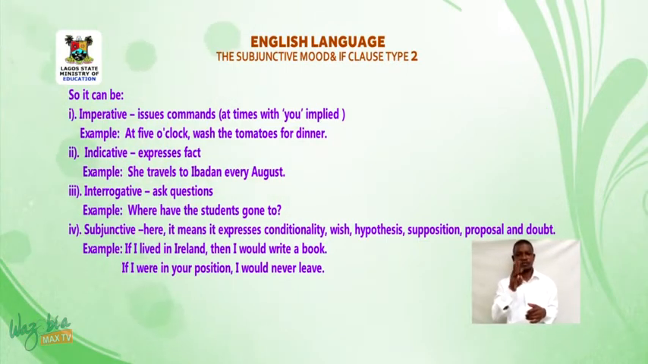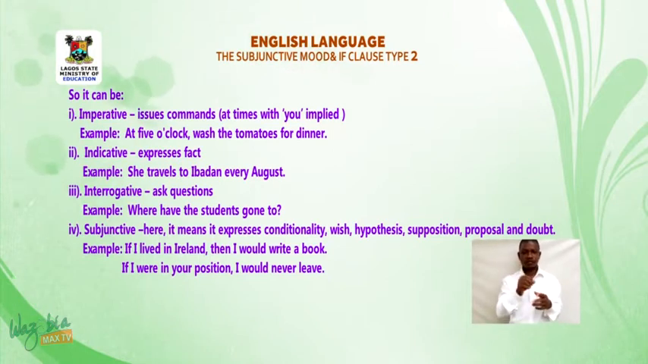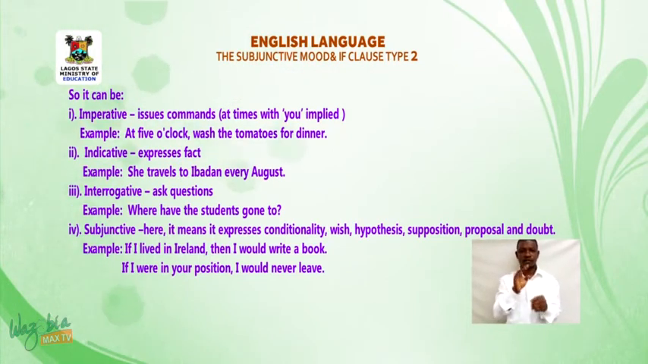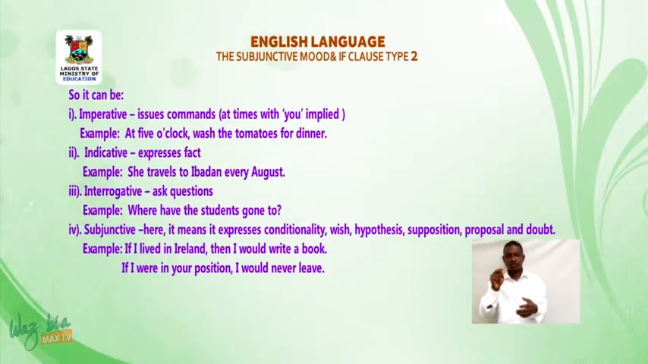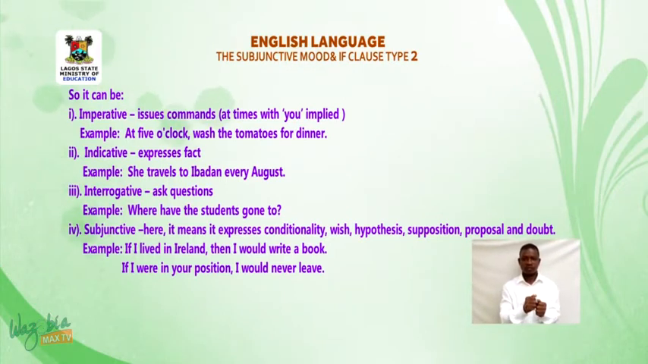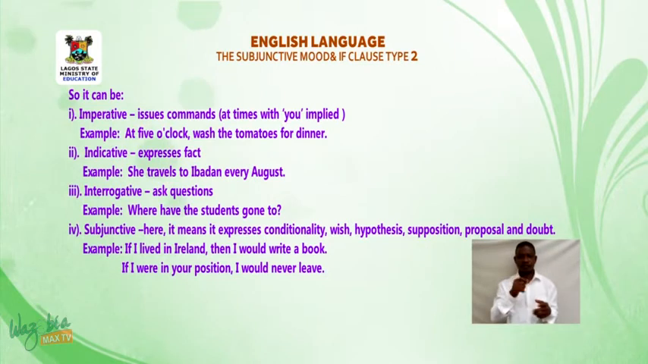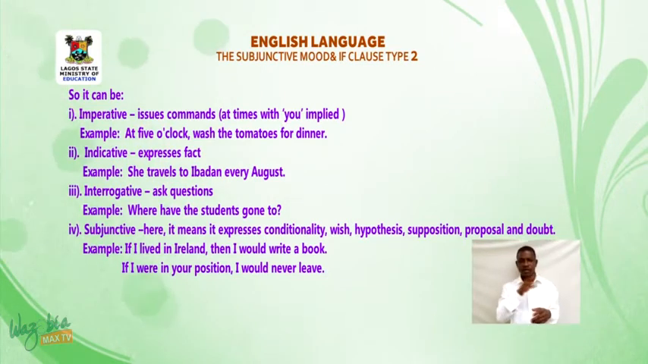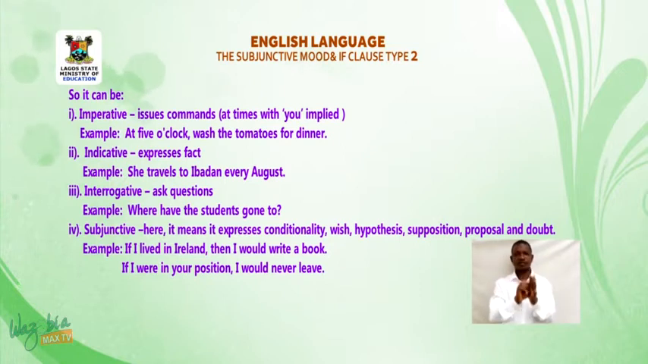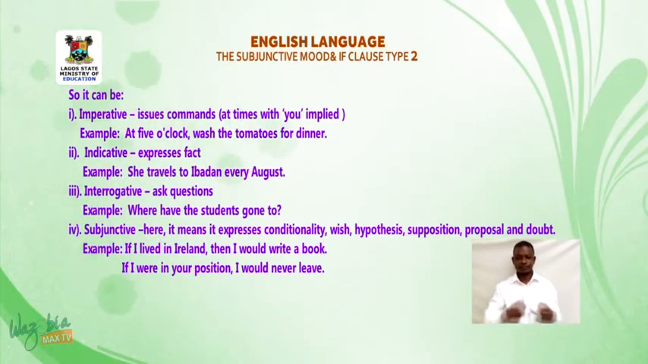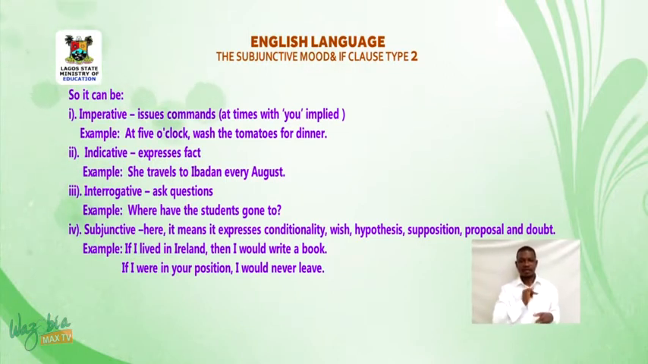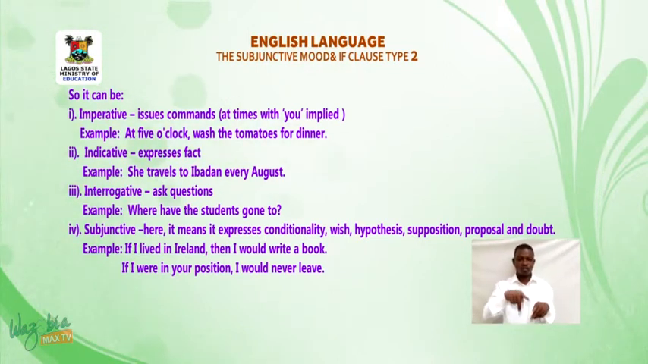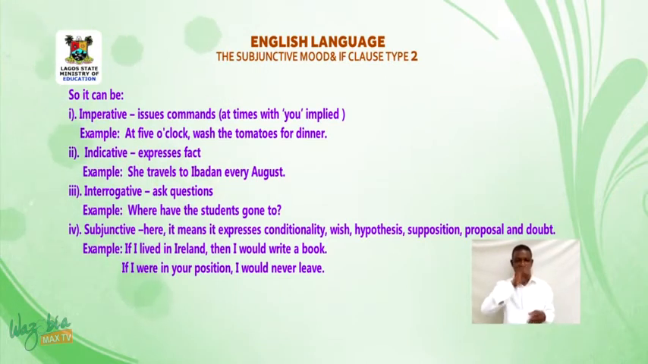And lastly, the mood can be subjunctive, and that is 4. Here it means it expresses conditionality, wish, hypothesis, supposition, proposal, and doubt. Example, if I lived in Ireland, then I would write a book. If I were in your position, I would never leave.